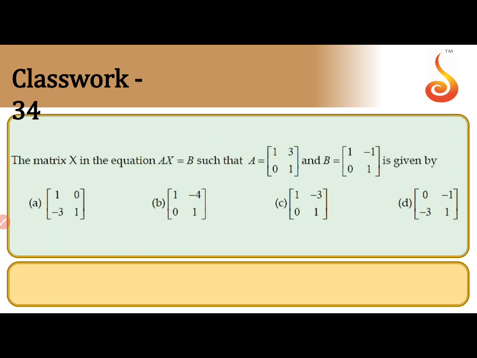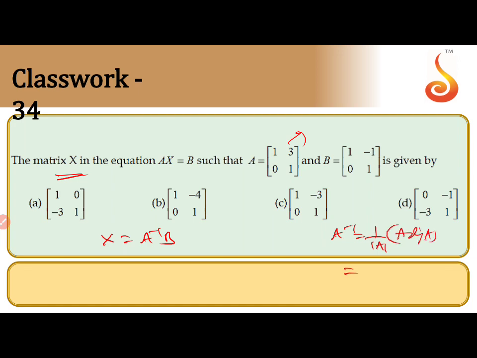X is a matrix X in the equation Ax equal to B, and A and B are given. What is the value of X? You want the X value. So you have the property X equal to what? A inverse into B. That is a standard property which you know. So now you have to calculate the inverse of the matrix. How to find A inverse? A inverse equals 1 by det A into adjoint A.